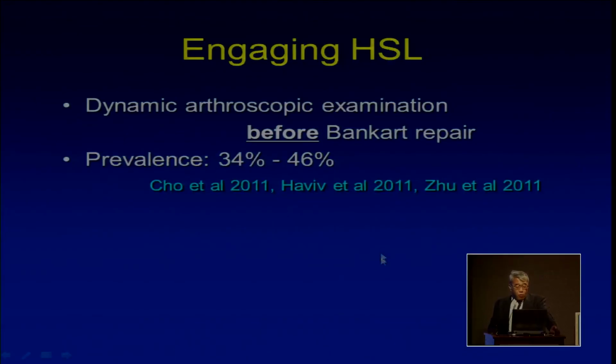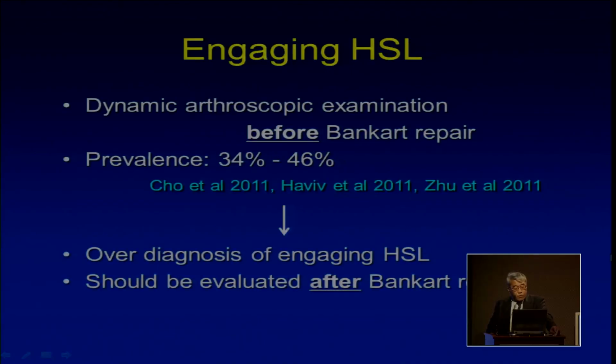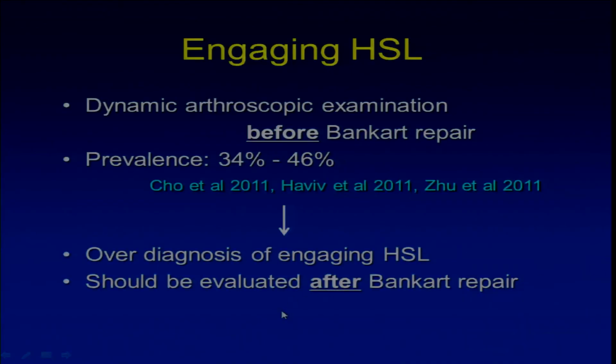And almost all the previous papers do the dynamic examination before Bankart repair, and as a result, the prevalence of engaging Hill-Sachs lesion is 34 to even 46%. Definitely, this is an overdiagnosis of engagement, and it should be evaluated after Bankart repair.